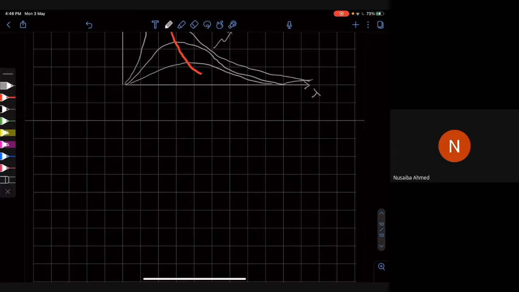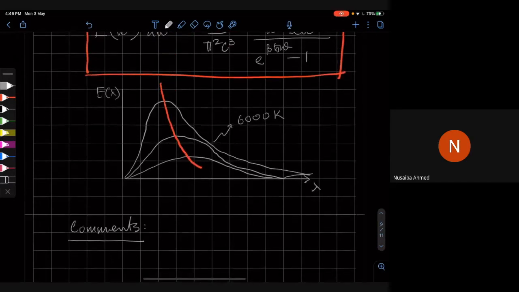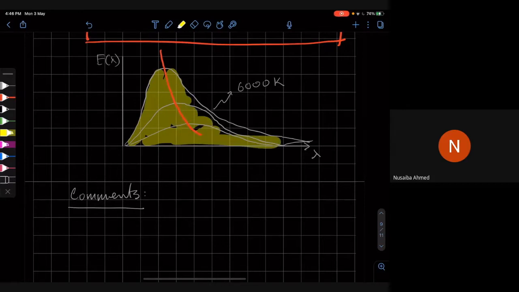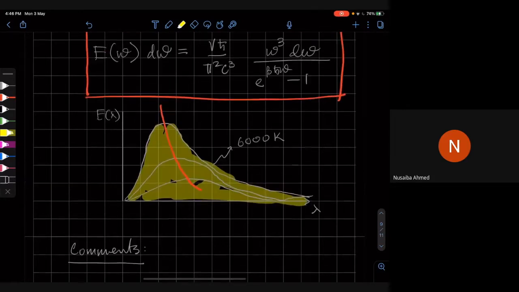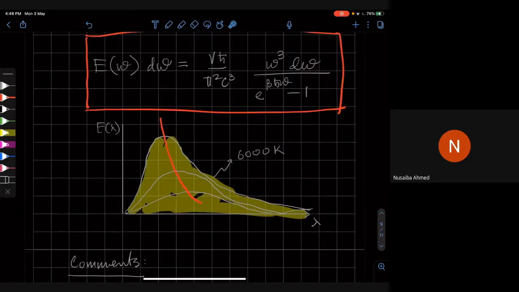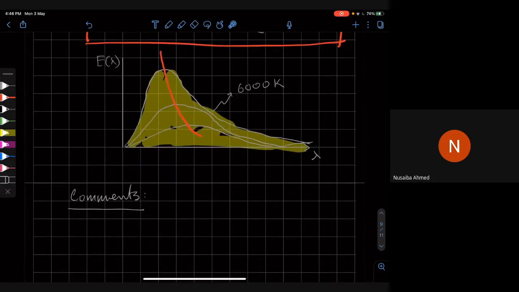Okay, let's now make some comments. Comment number one is that the area under the curve is finite. If you do the integral, you can see that. It's obvious because this is going to zero very rapidly. It's an exponential fall off, but the area under the curve is finite, and that means that the amount of energy that is being radiated is finite.